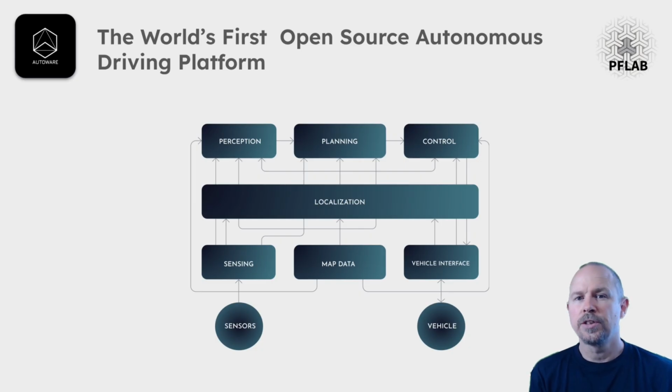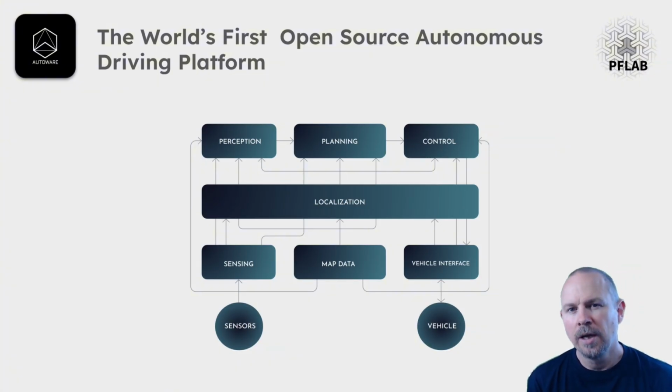Autoware is the world's first open source autonomous driving platform. It covers the whole software stack from sensing to perception, planning and control, and then a vehicle interface to output the behavior to the vehicle.